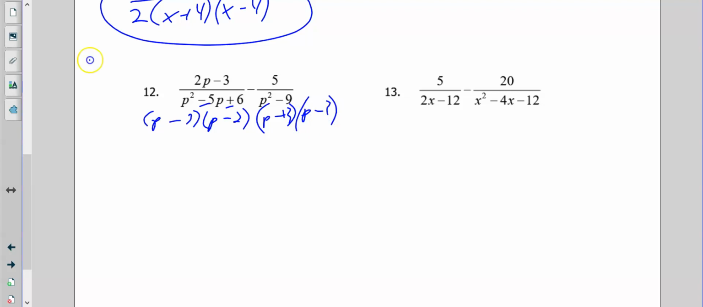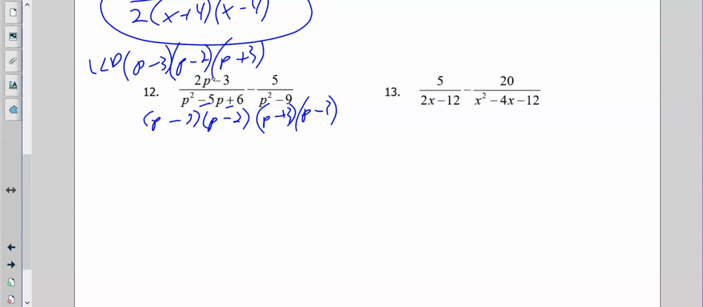So, what do we have for an LCD? Well, we have a p minus 3 in both of them, but we still need that. But they're already set up. We need a p minus 2 for the left one, and we need a p plus 3 for the right one. That will satisfy everything.